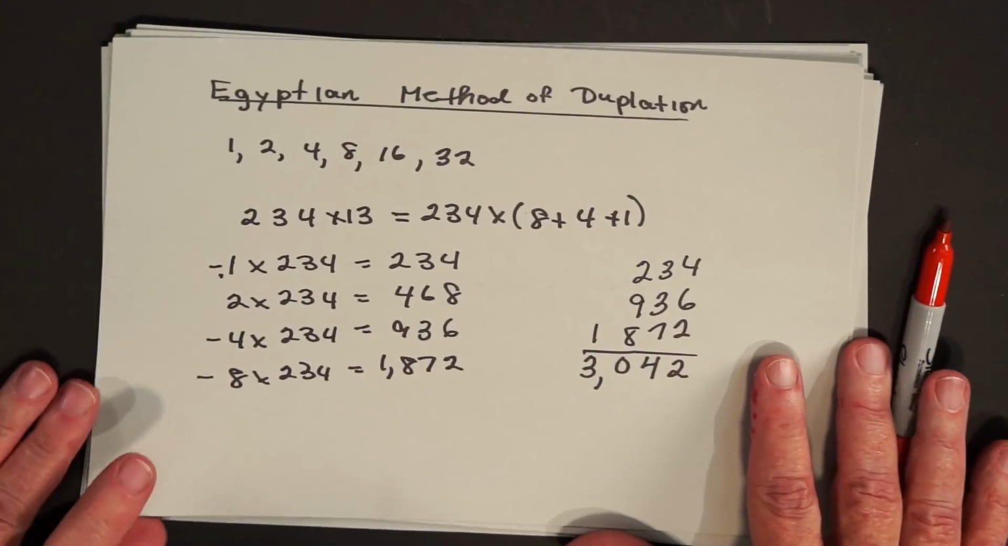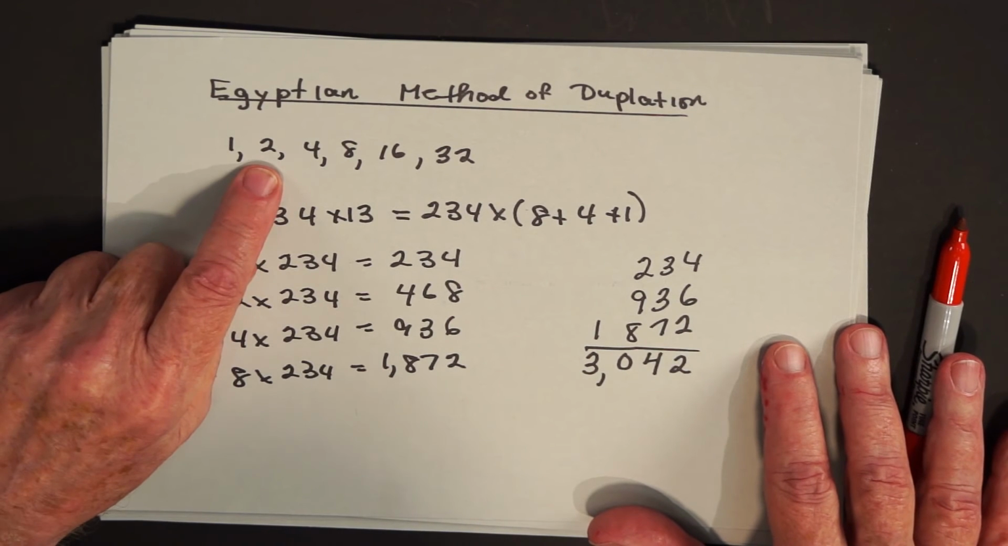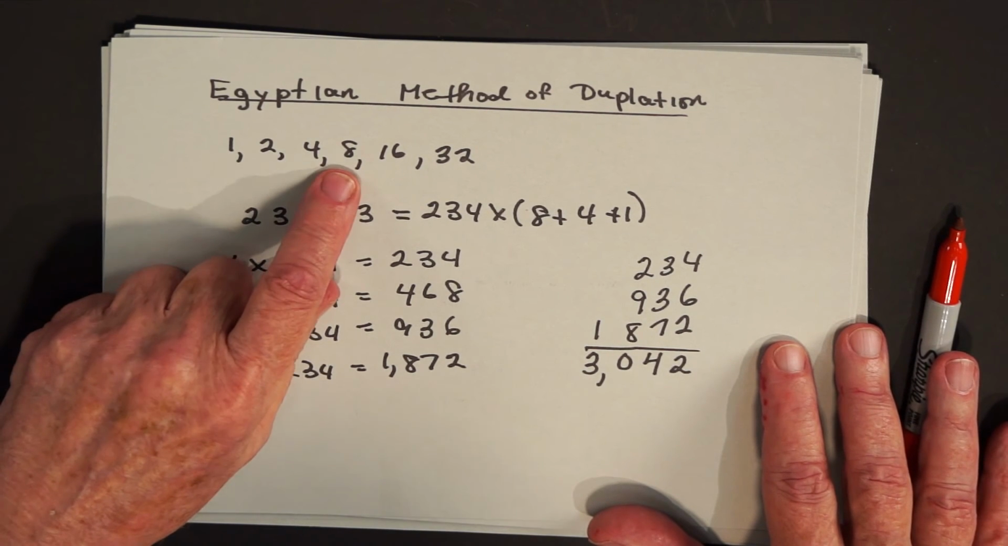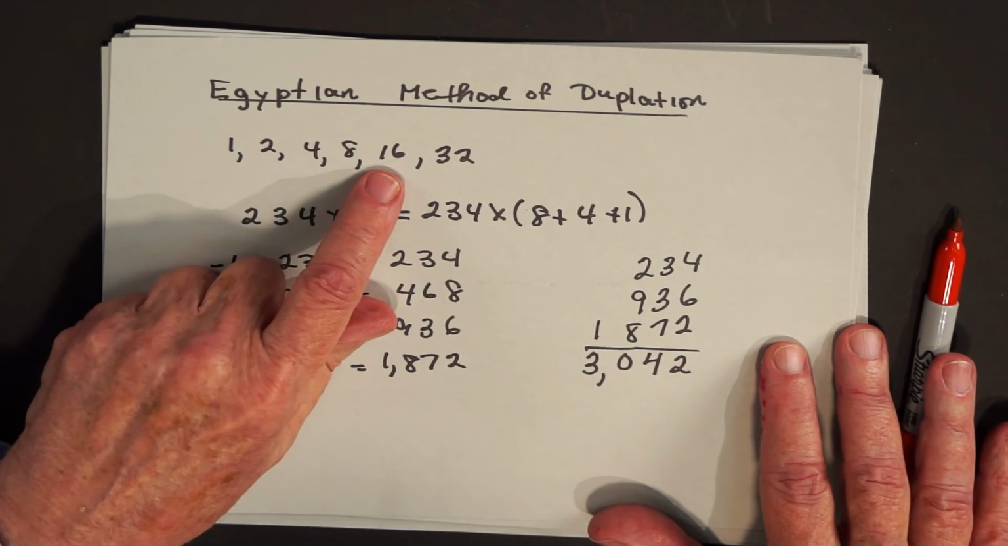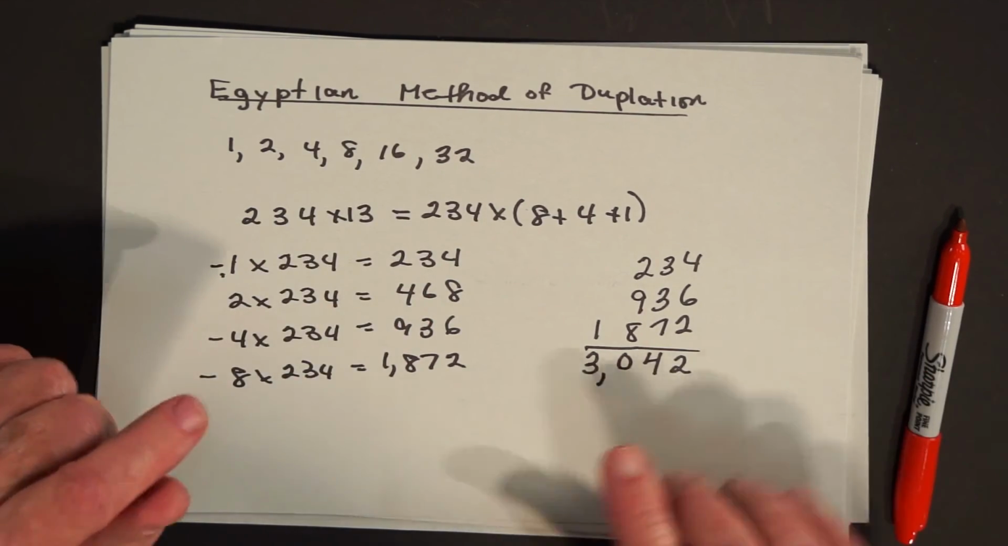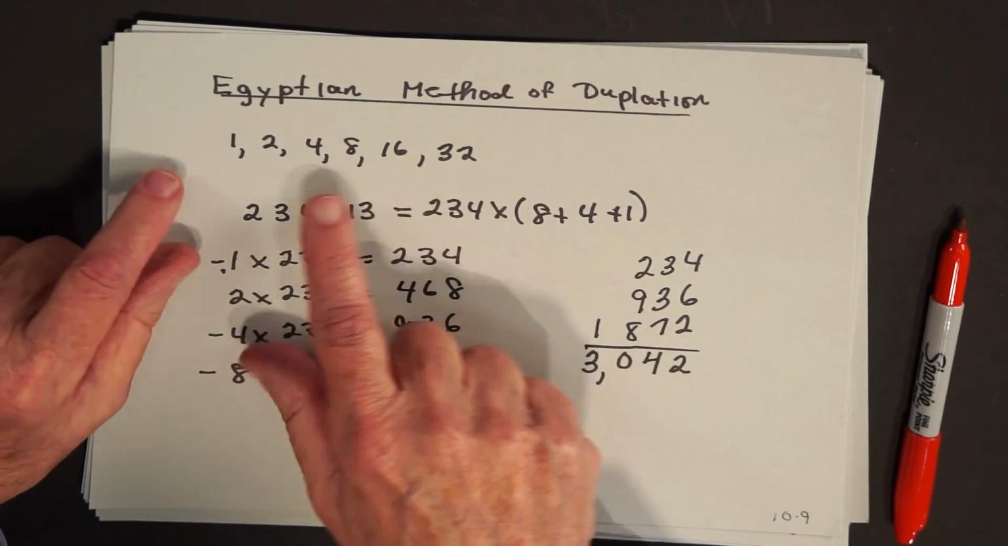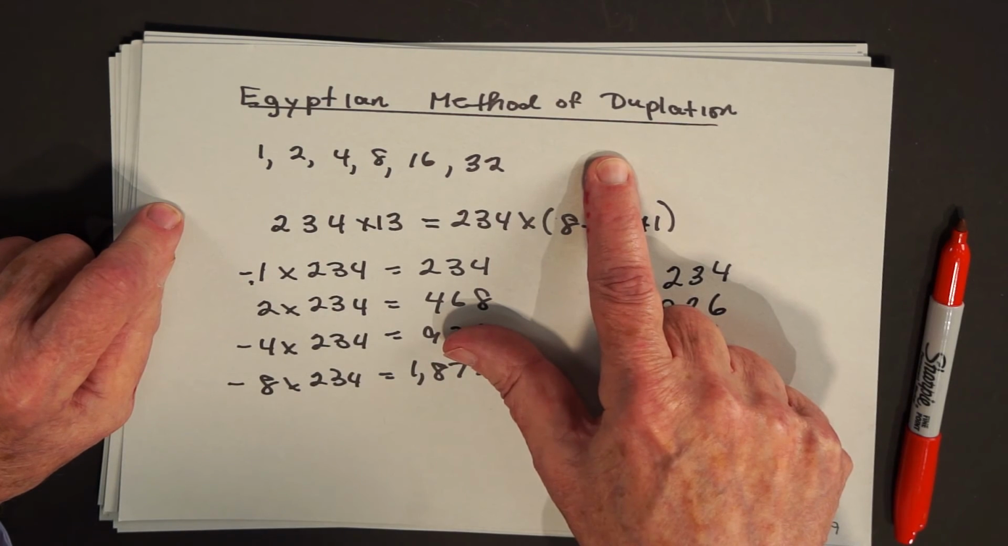Let's look at the numbers. Start with 1. I double it, I get 2. I double that, I get 4. I double 4, I get 8. Double 8, I get 16, 32, etc. It turns out that any whole number can be written as the sum of powers of 2.